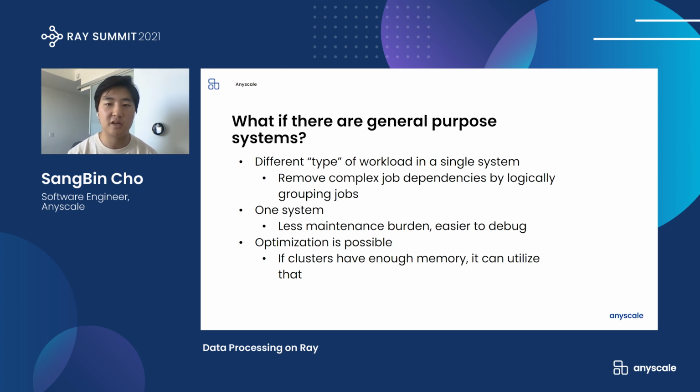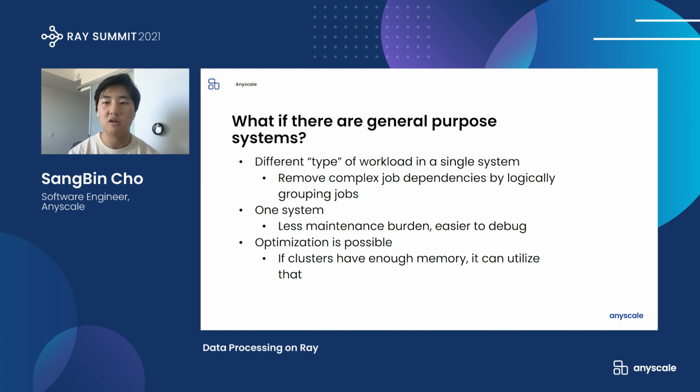Then what if you have a general purpose system? If a single system can run different types of workloads, it can remove the complexity of jobs because it can group jobs more logically rather than by type of workload. And those different complexities you face while composing all the different systems are going to be reduced. For example, some pre-processing and feature processing workloads can be run in the same cluster as the training workload, if that makes more sense and makes things simpler.